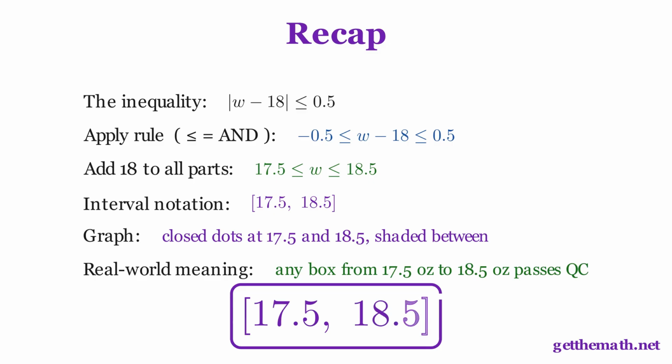Step 4, add 18 to all three parts. 17.5 is less than or equal to W, which is less than or equal to 18.5. Step 5, interval notation. Closed bracket, 17.5, 18.5, closed bracket. Step 6, graph. Closed dots at 17.5 and 18.5, shaded between. Real world meaning, any box weighing between 17.5 and 18.5 ounces passes quality control. The final answer is, closed bracket, 17.5, 18.5, closed bracket.